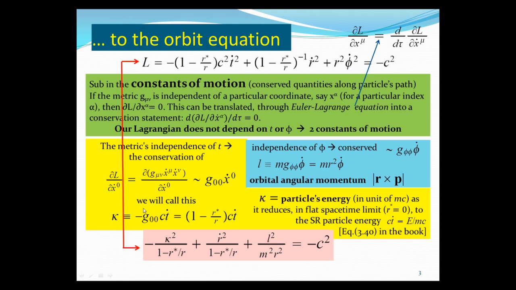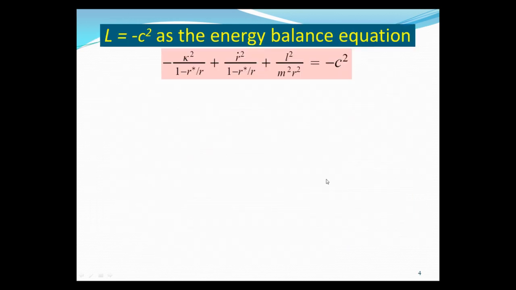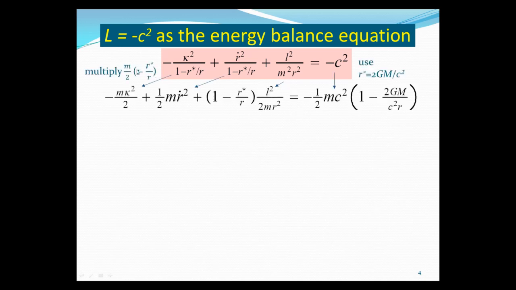Now we substitute this expression for kappa and L into the equation L equal to minus c squared. We get this expression. This is kappa, this is not changed, and the phi dot here is just L over m r squared. We claim this could be associated with an energy balance equation, but anyway, this came from the L equal to minus c squared equation. Now, if we multiply by this factor, the first term becomes this term, and multiply by m over 2. The second term also, the same way, 1/2 m r dot squared. And then multiply this 1 minus term, one power of m cancels, there's a factor of 2, and this is just this factor multiplied by c squared.